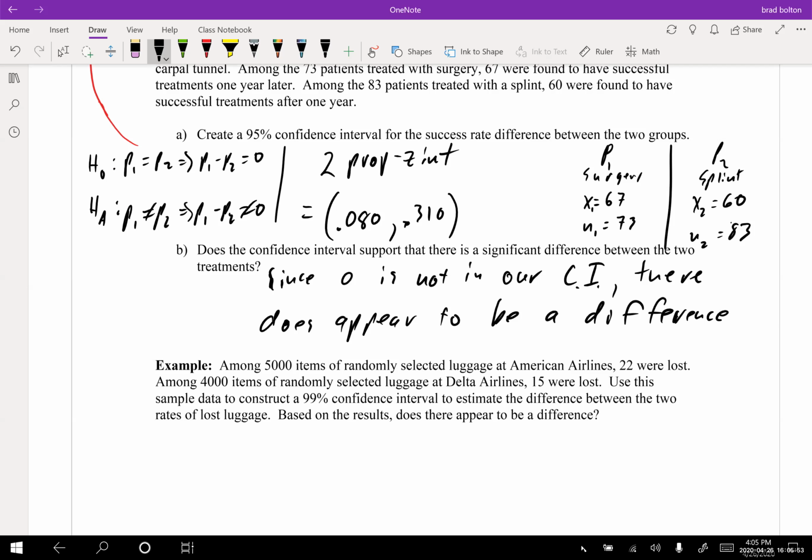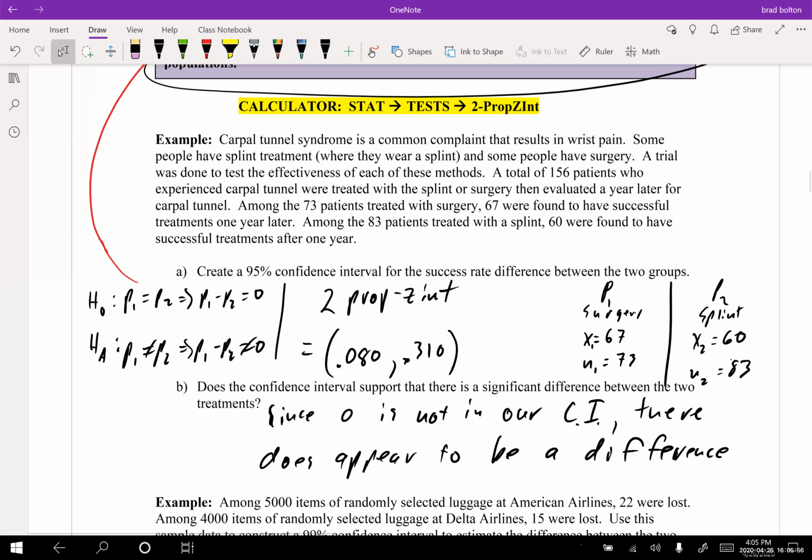So let me warn you guys about something right here. Some people, what I've seen in the past, is they just say 67 divided by 73, and 60 divided by 83, and they just get decimals. So 67 divided by 73, and they get 0.917, and then 60 divided by 83, and that's 0.723, if you approximate.